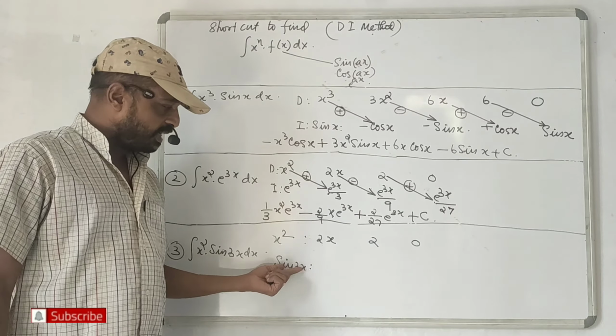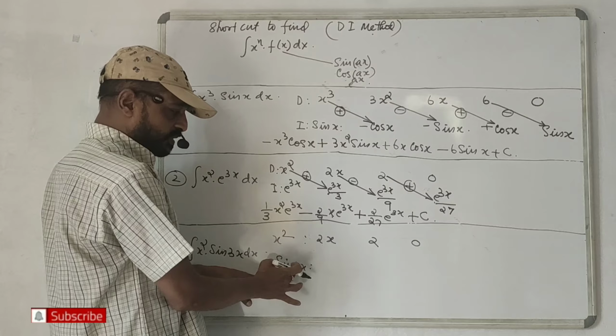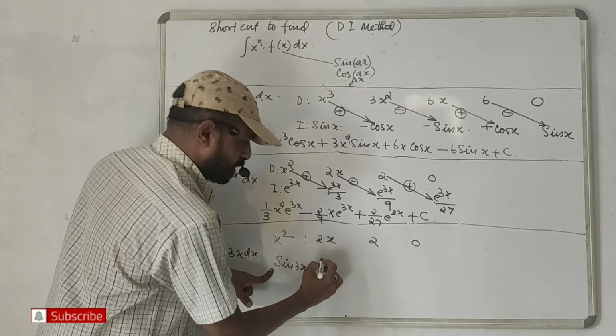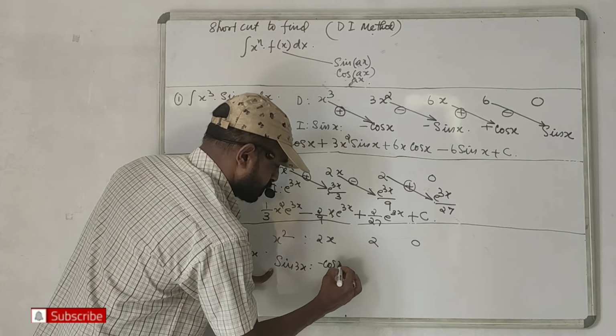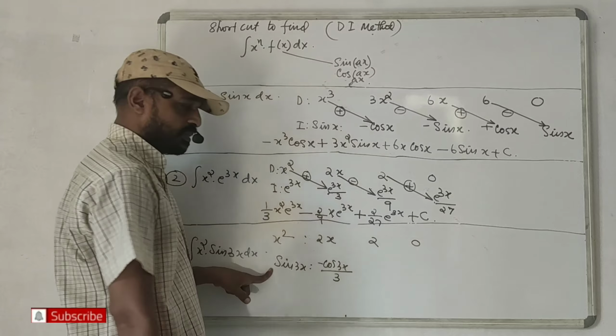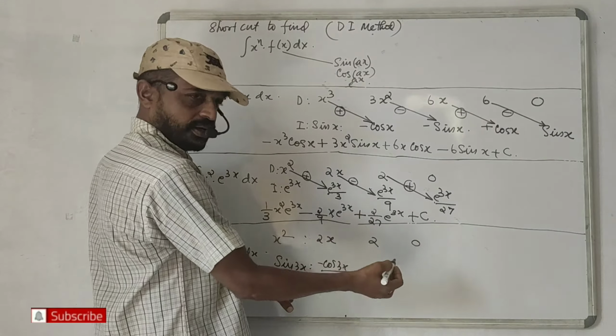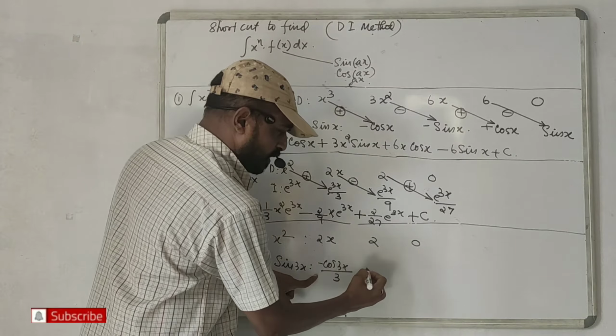Next you will have to integrate sin 3x successively. So what is the integral of sin 3x? Minus cos 3x, divided by the derivative of 3x, that is 3. Minus cos 3x by 3. Again, integrate the integral of minus cos 3x by 3.